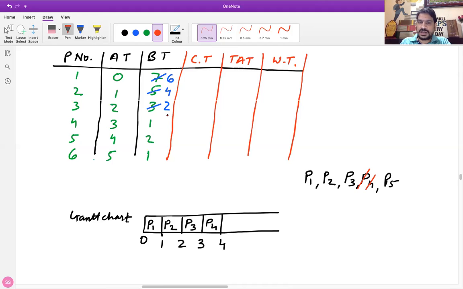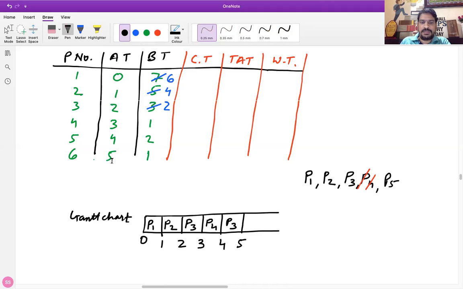So what is the tiebreaker? The tiebreaker is arrival time. Whose arrival time is less? So definitely P3 has the arrival time which is less. So we'll not put P5 into the CPU. Instead, we'll put P3 into the CPU, and it goes for at least 1.